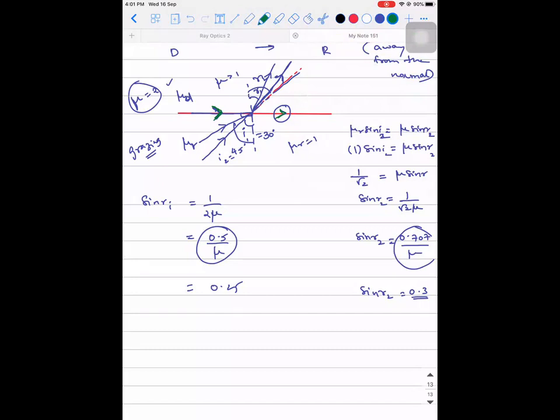Right. Now my question is, I'm repeating it, when the ray is traveling from rarer to denser medium, is there a possibility where you can make the incident ray reflect back into the same medium? What do you think is the answer?